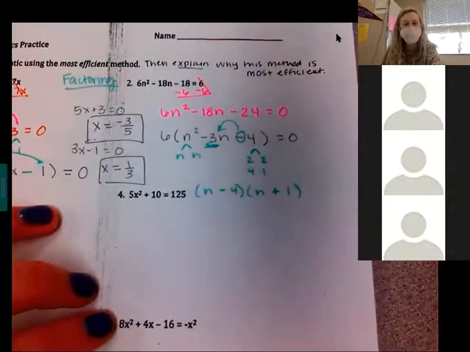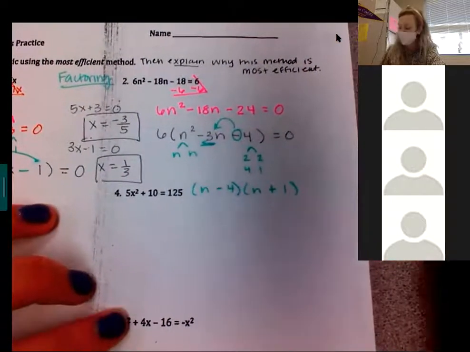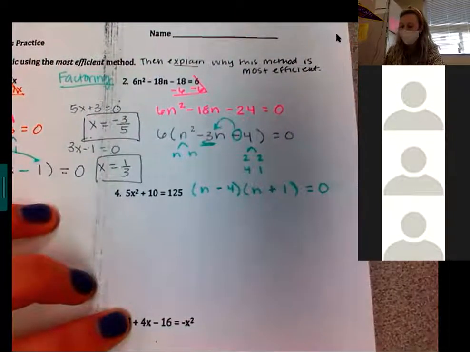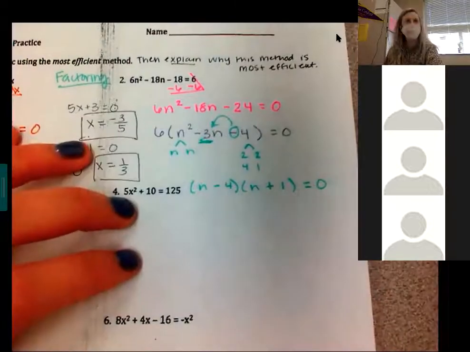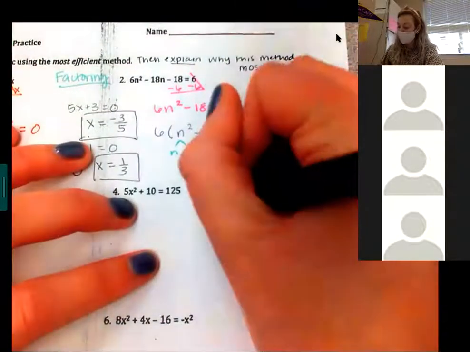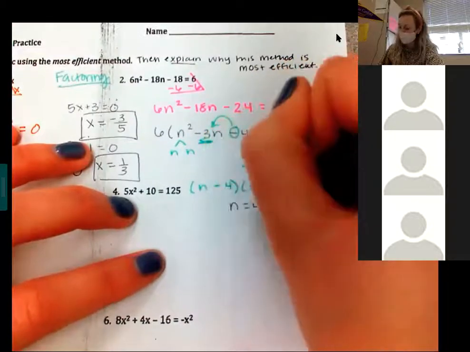So then you set both of those equal to 0. So what are my 2 solutions? Ooh, not negative 4. 4 and negative 1. There we go. Good job, Soraya.